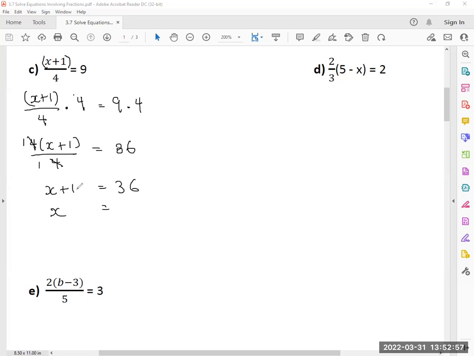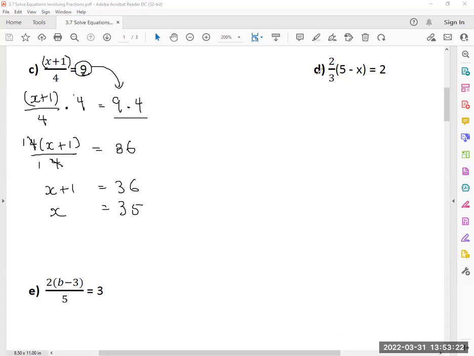But that's okay. Subtract 1 to both sides. The final answer is 35. Is it 36? 9 times 4. I can take this 9 and I can multiply by 4 to both sides. Same with this next one.